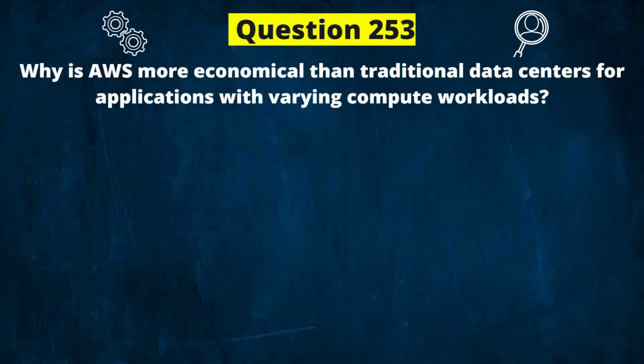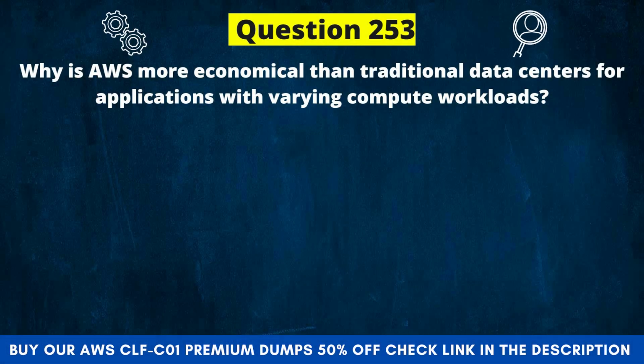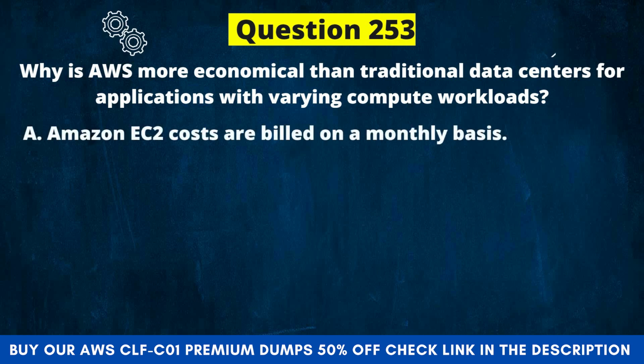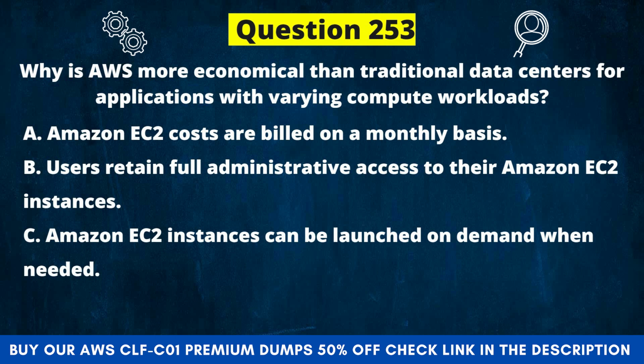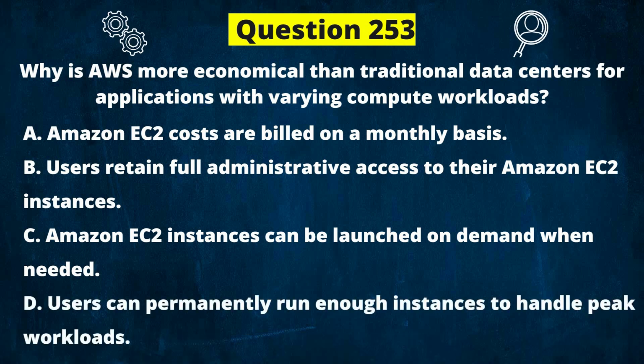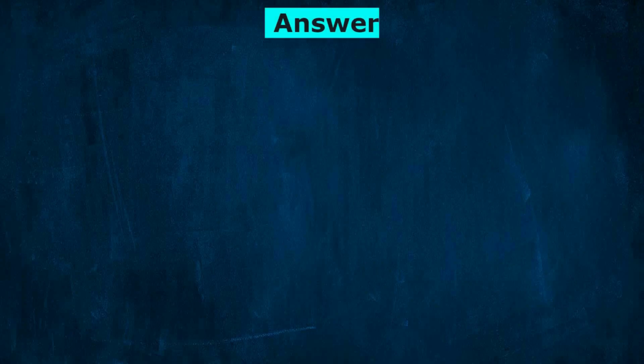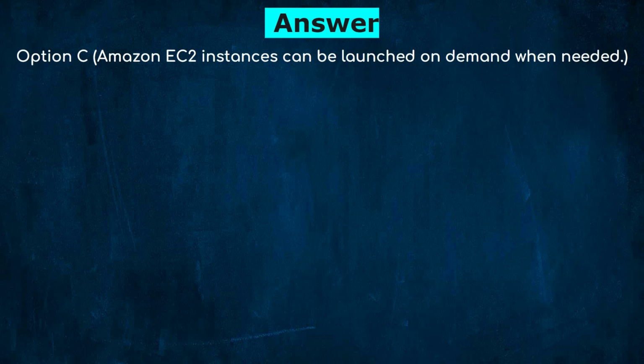Next question. Why is AWS more economical than traditional data centers for applications with varying compute workloads? And the options are: A. Amazon EC2 costs are built on a monthly basis. B. Users retain full administrative access to their Amazon EC2 instances. C. Amazon EC2 instances can be launched on demand when needed. D. Users can permanently run enough instances to handle peak workloads. And the correct answer is option C. Amazon EC2 instances can be launched on demand when needed.